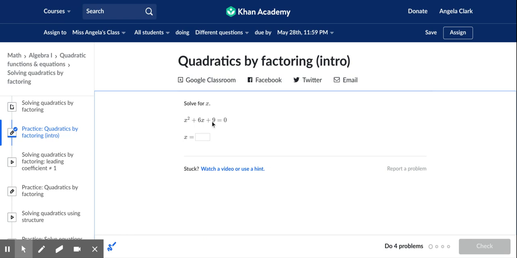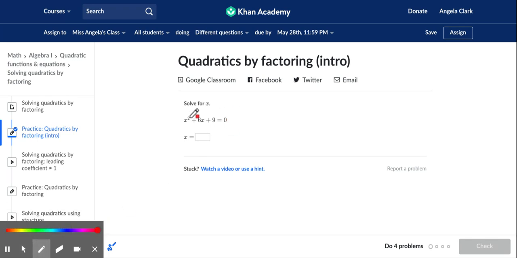It's not two things multiplied together, but I know how to factor from the last unit. So I can factor this, and then I will have two things multiplied together set equal to 0. So that's what I want. So let's go ahead and do that. So I'm going to factor this.